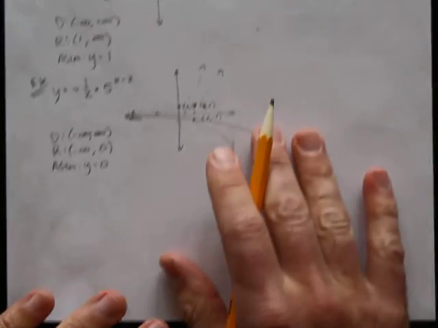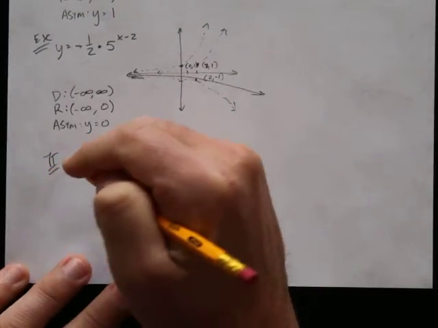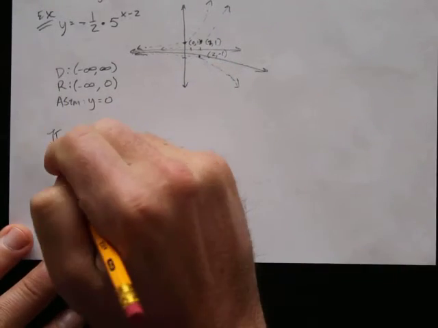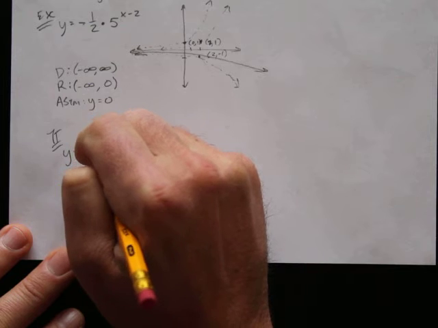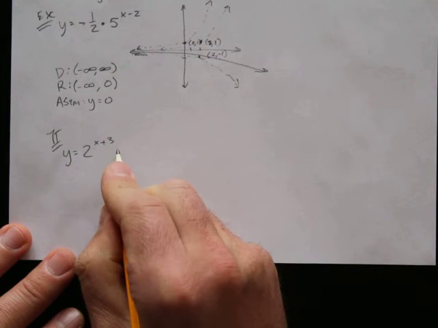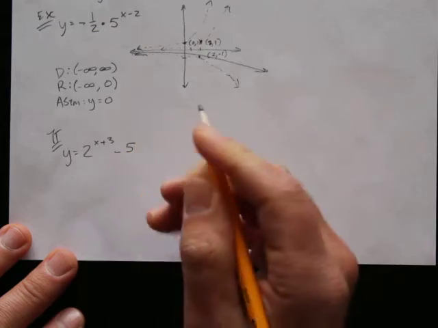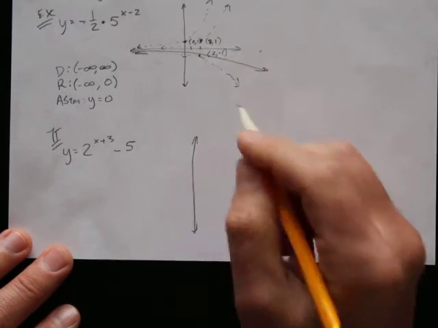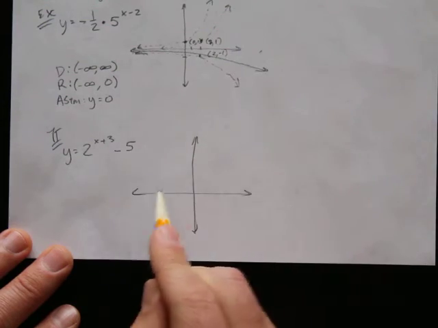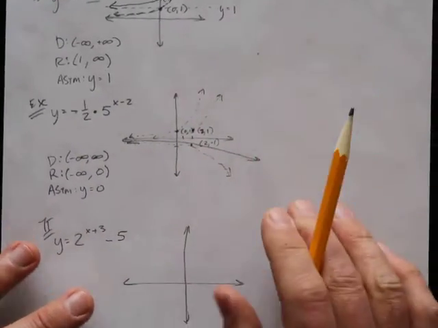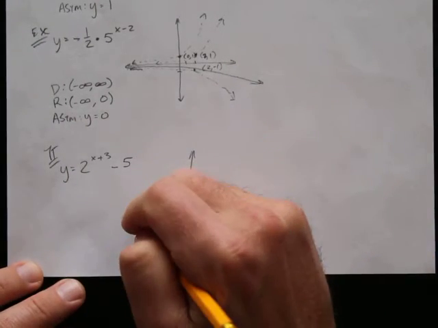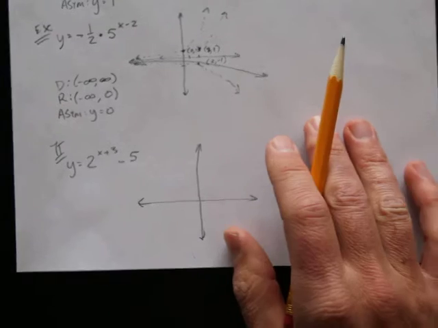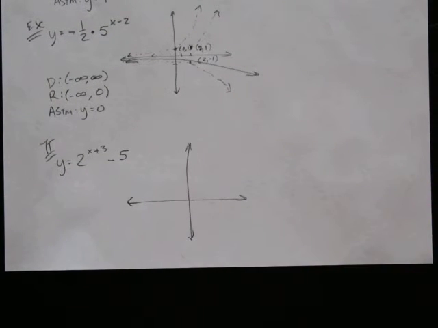All right, let's do another one. Let's do a u-try, shall we? Y equals 2 to the x plus 3 power minus 5. So go ahead and do this one. It doesn't have to be perfect. You don't have to plug in x and y. Just use the parent graph and move it around. Just use the transformations to graph it. All right, go.